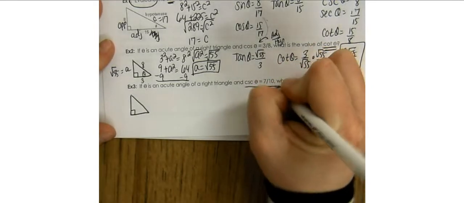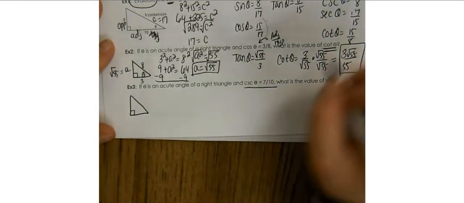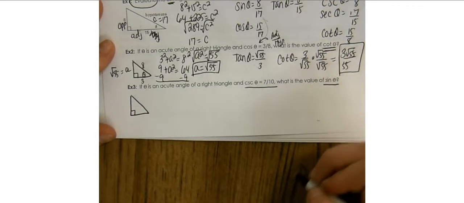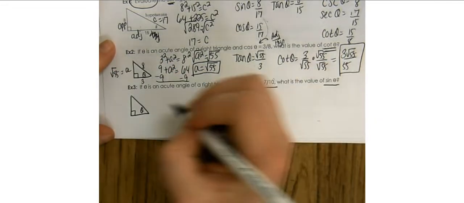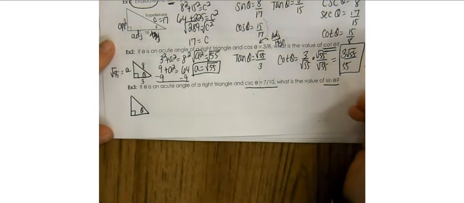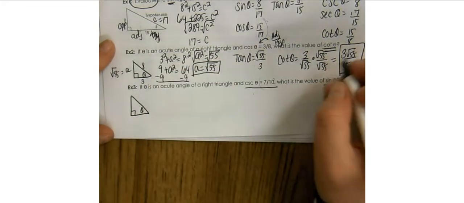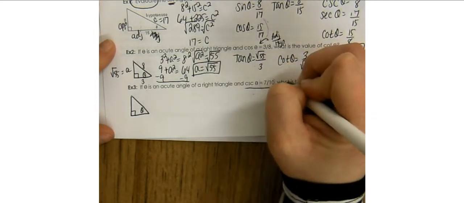In example number 3, once again, we're working with another right triangle. It says, if theta is an acute angle of a right triangle, and we're told that the cosecant of theta is equal to 7/10, find the value of the sine of theta. So I'm going to write theta, and my cosecant, that's the reciprocal of sine. So I actually don't even need to draw a triangle in this case.